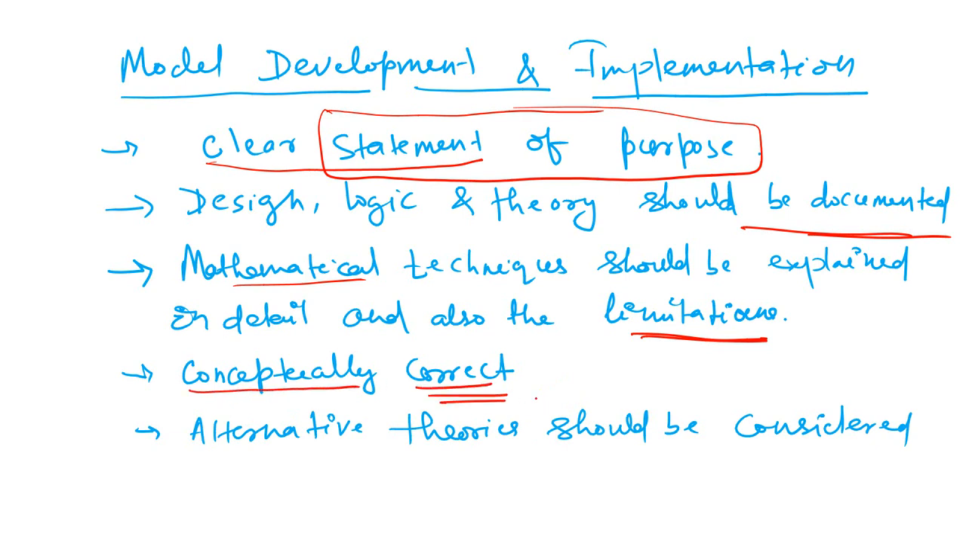Conceptually correct. Okay, any theory that you are using should be correct. If you are using the wrong theory, it is always going to produce a wrong result, right? So anyone who is using a particular theory should be 100% correct about it. Alternative theories should be used too, so that you can compare the results across different theories and ensure that it is consistent, because most of the time you will see there won't be drastic changes in the results that come out from different types of models. So alternative theories should be used in parallel.